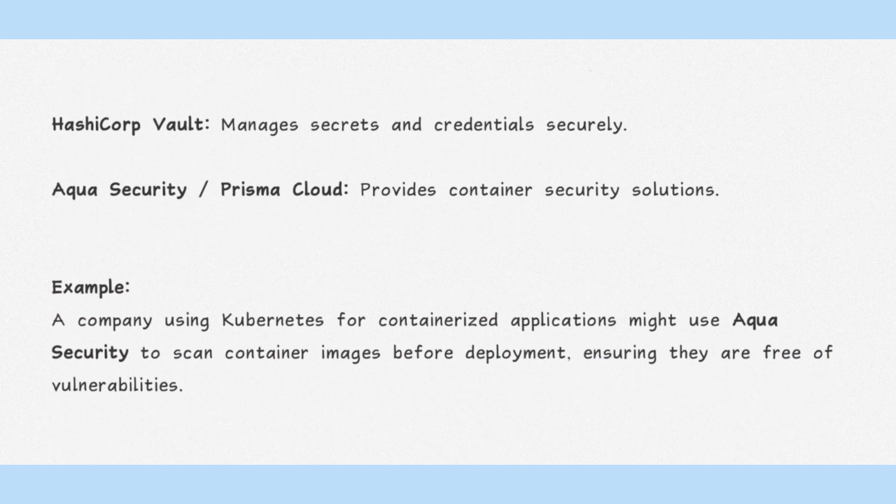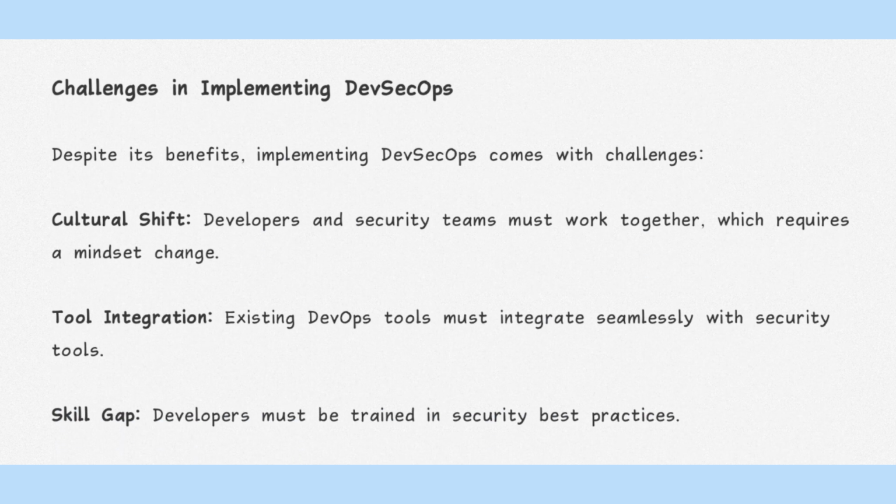Example: a company using Kubernetes for containerized applications might use Aqua Security to scan container images before deployment, ensuring they are free of vulnerabilities. Challenges in implementing DevSecOps.